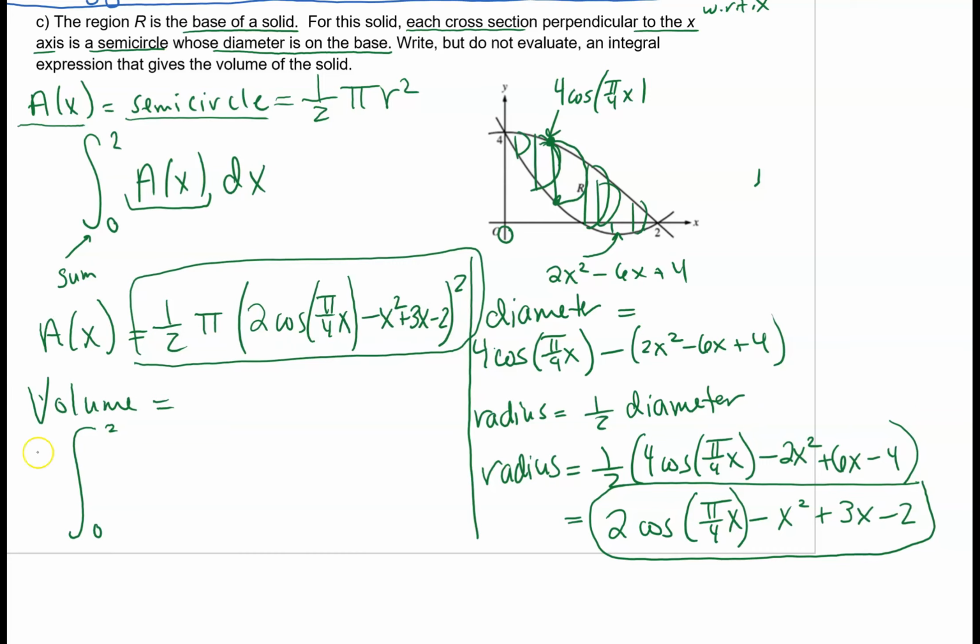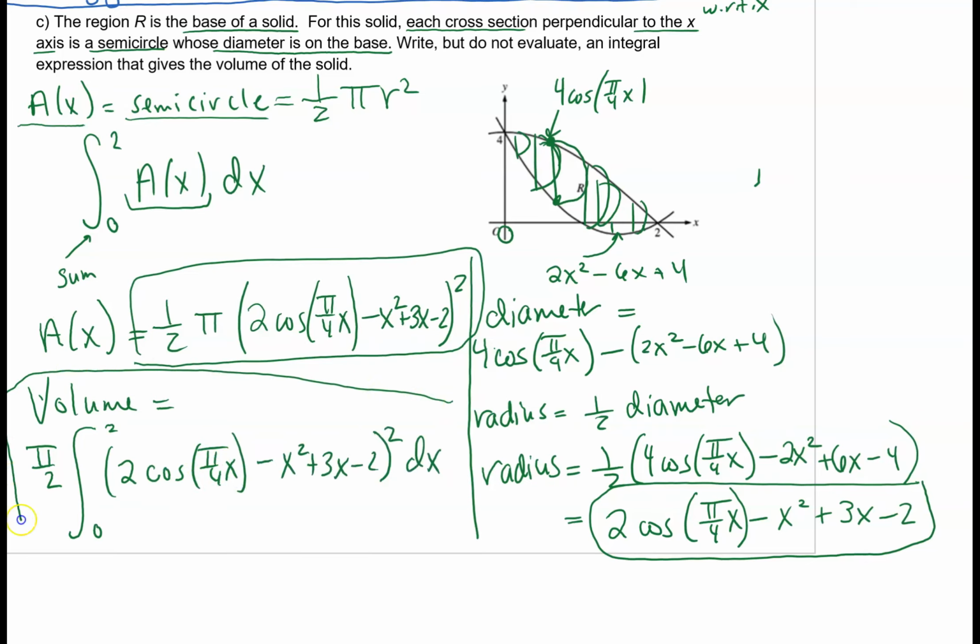I can move the constant, which is pi over 2, out in front of the integral. And then I just have this radius squared inside my integral. And that would be the equation that represents the volume of this solid generated by these semicircular cross-sections.